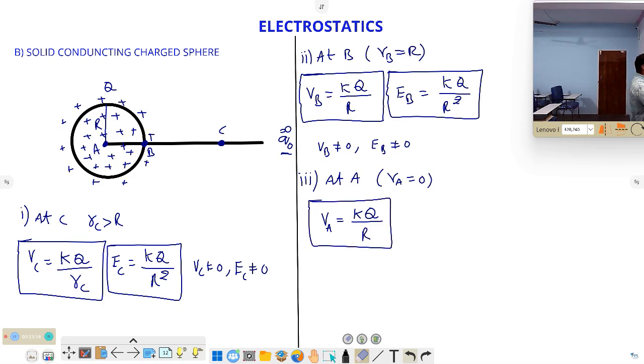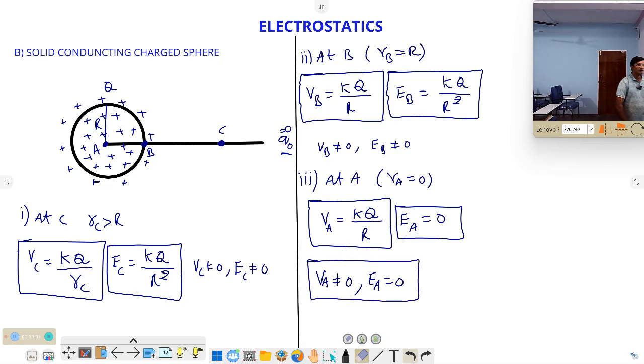But electric field inside, that is EA, is equal to nothing but always 0. Either it is a hollow one or a solid one, electric field is 0. So that means I can say simply VA is not equal to 0 inside the solid sphere, and electric field is equal to 0, that is EA is equal to 0. These are the important points for competitive concept questions, so you need to keep in mind which points are going to be covered.